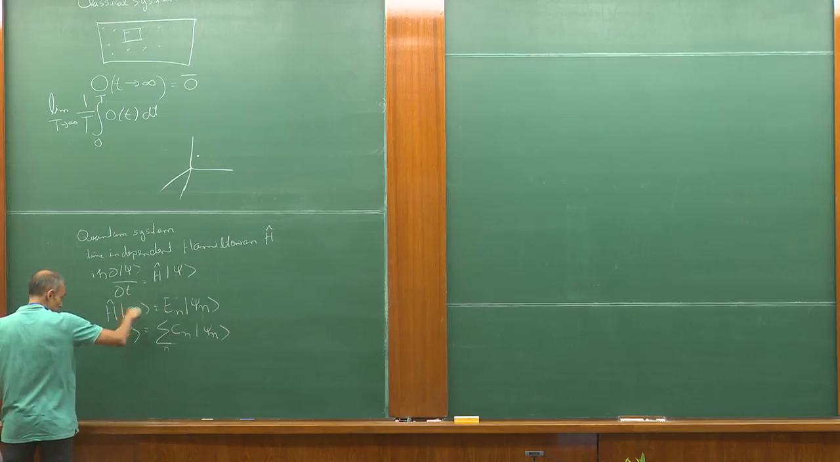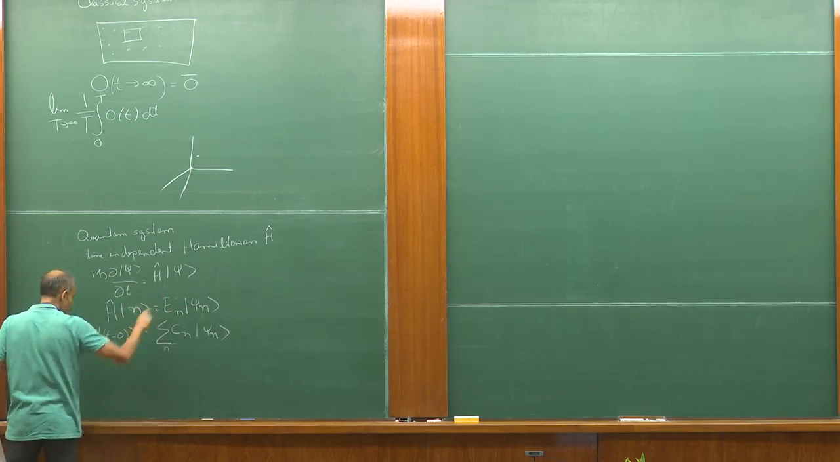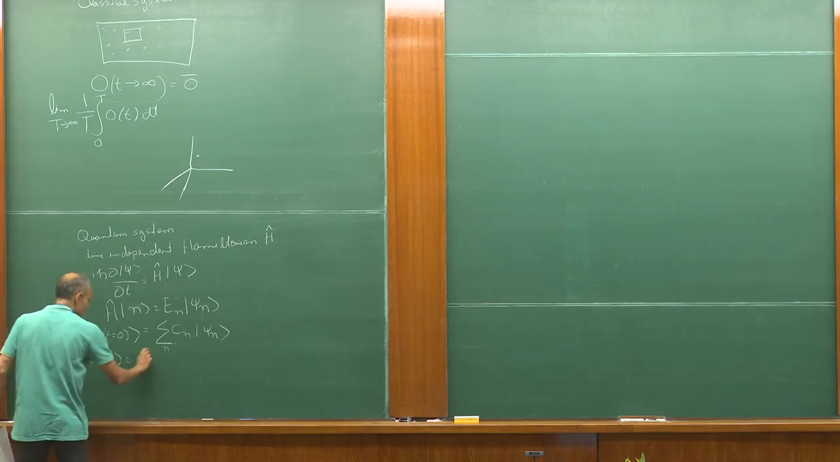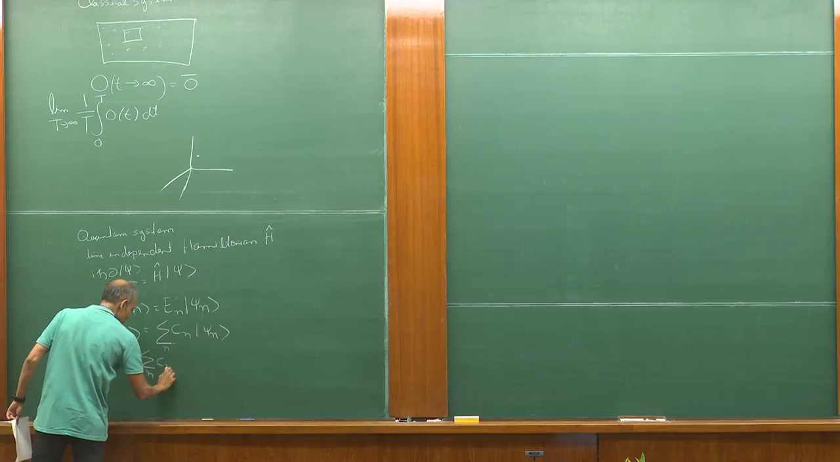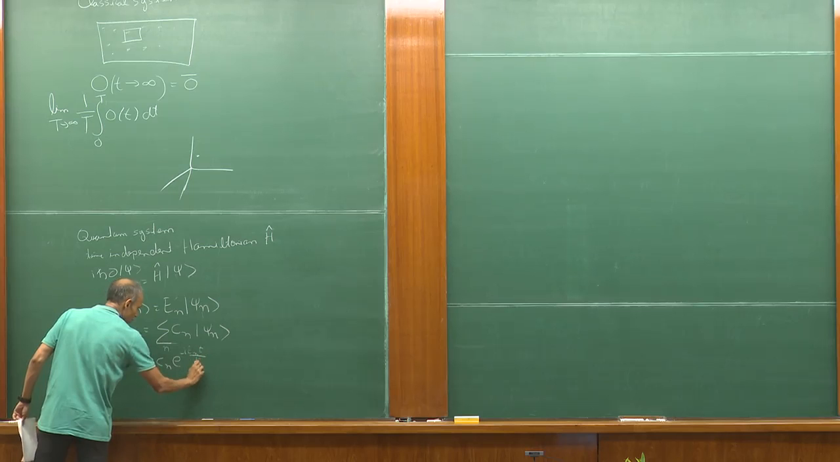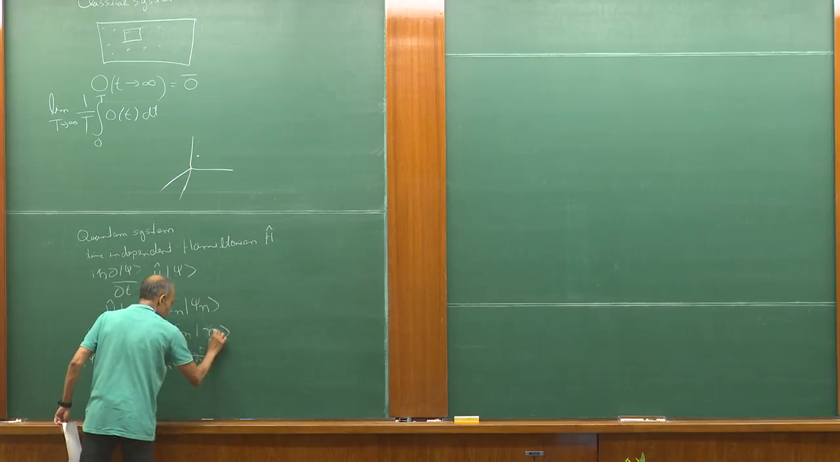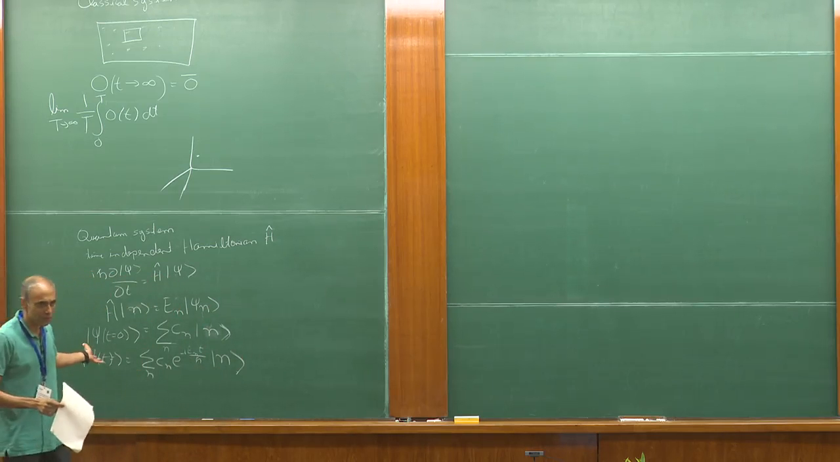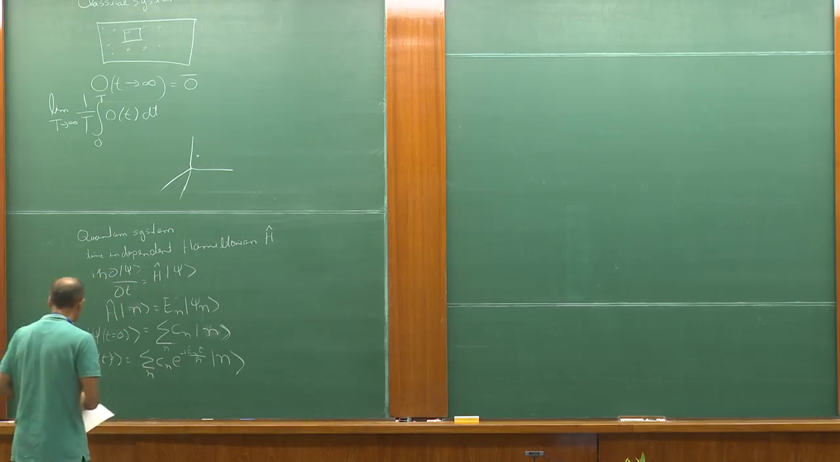and use this eigenvalue equation to easily argue that psi of t at any time t is summation over n Cn e to the minus i E_n t by h bar, and that's it. That's the way any initial state evolves. I mean, this is just very elementary quantum mechanics.